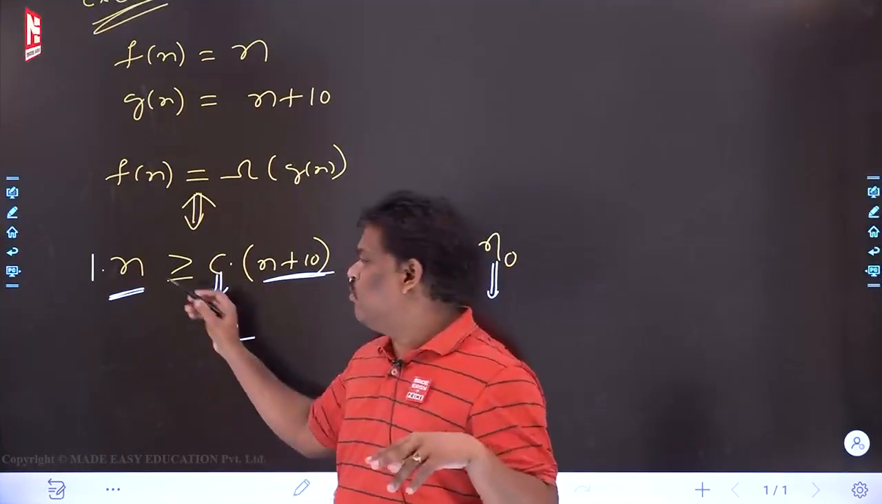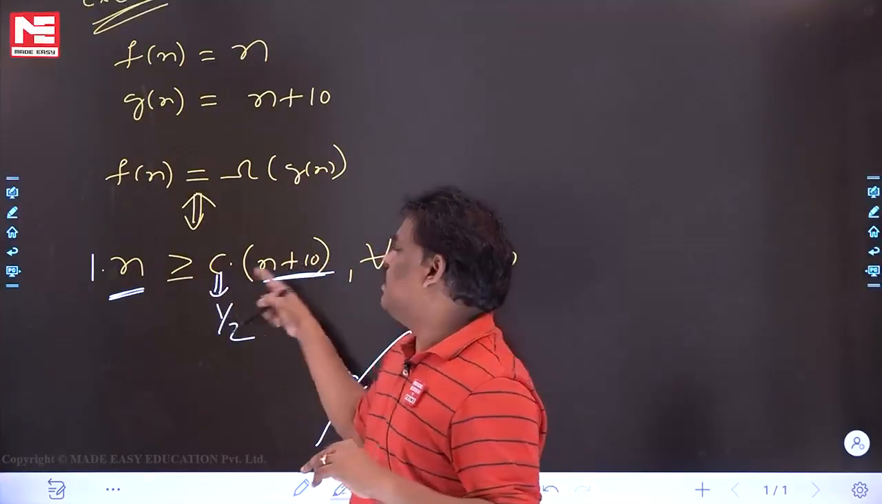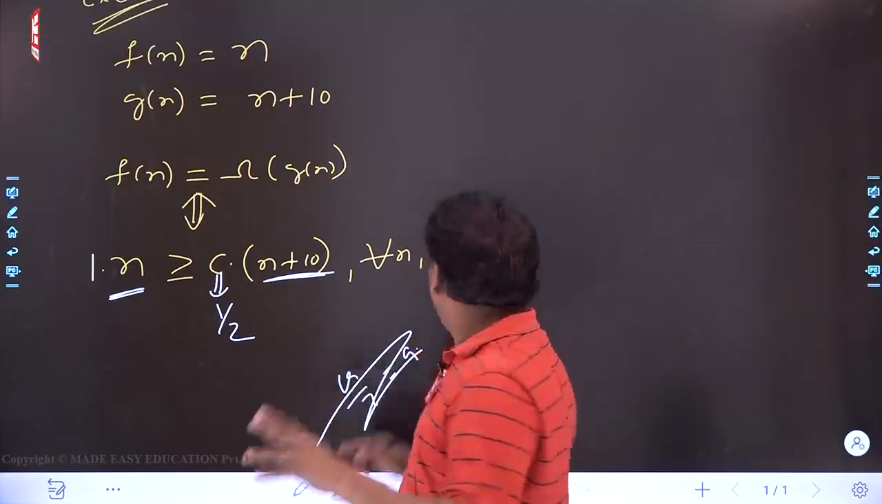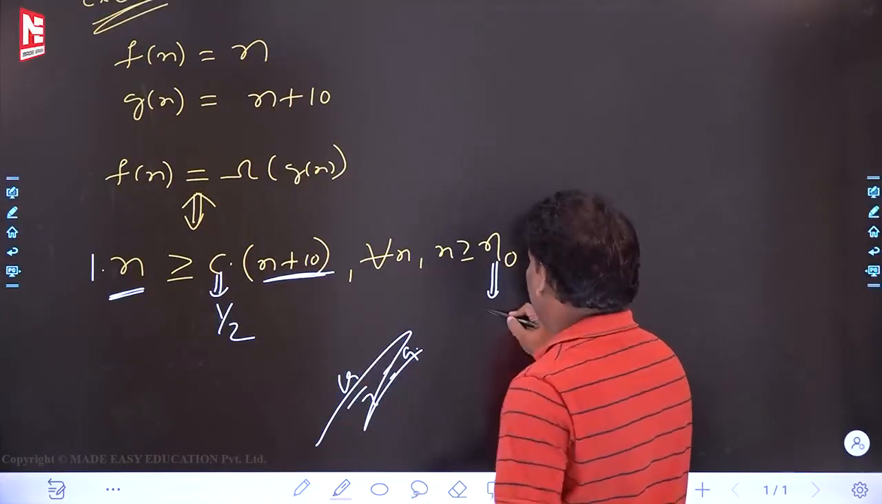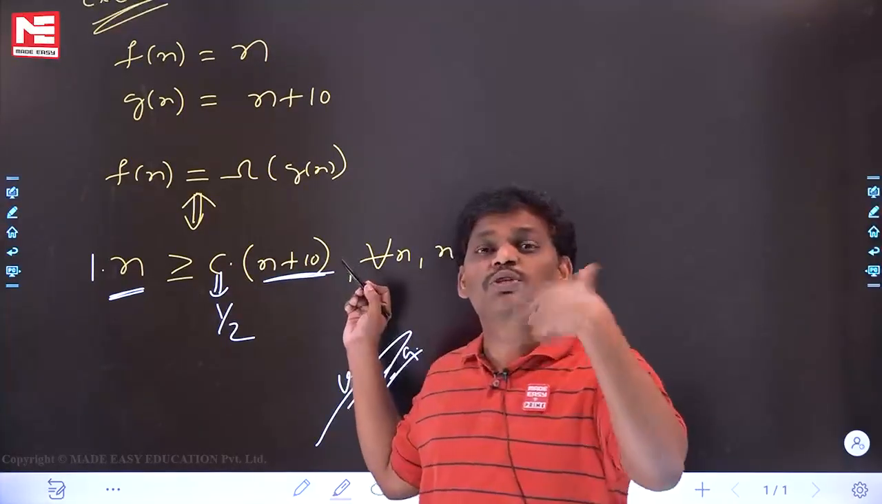N value 10. What is this value? 10. This is going to be 20 by 2. 10. I think 10 is greater than or equal to, that is 5. So I think from 10 onwards, you can verify by manual checking, right? From 10 onwards it is working. It will work, I know that it will work. The only thing is from which point onwards.